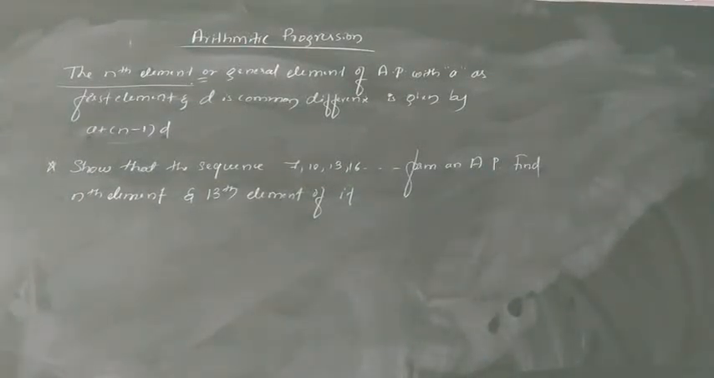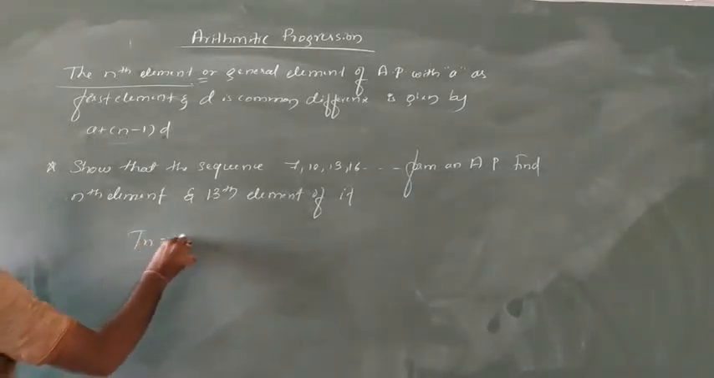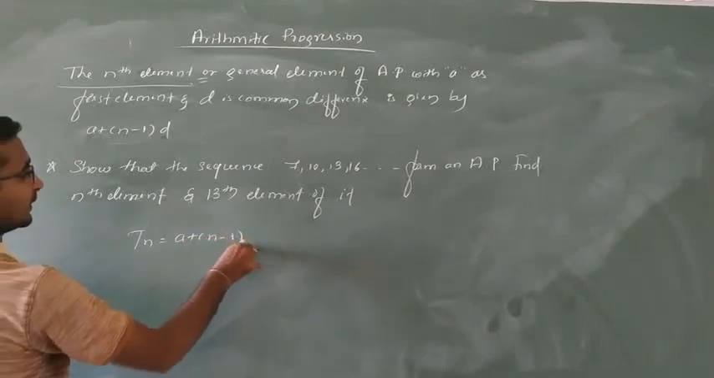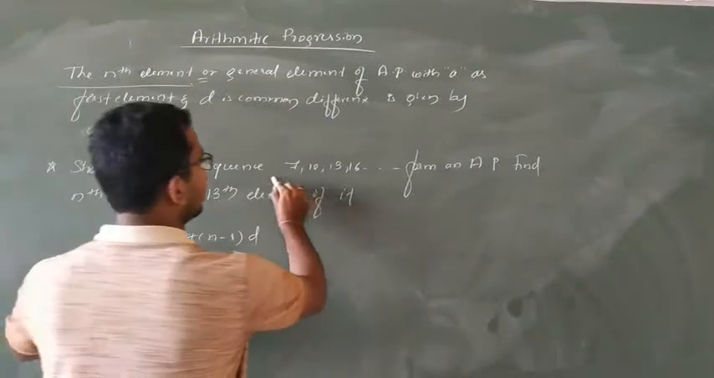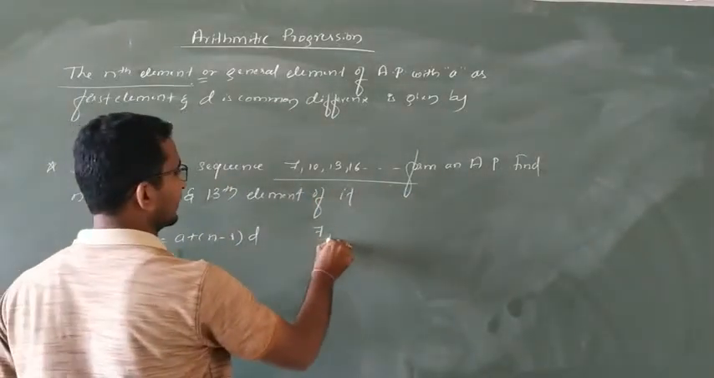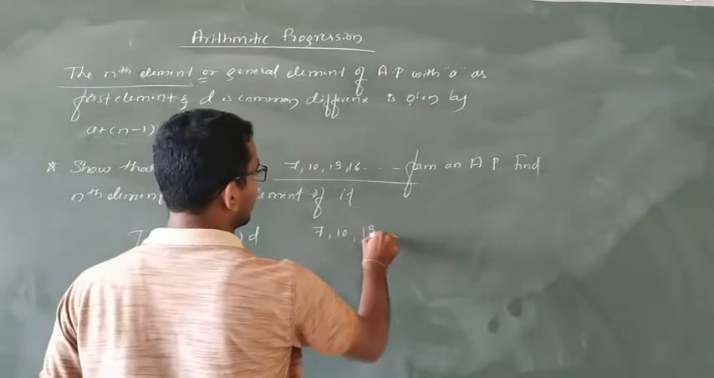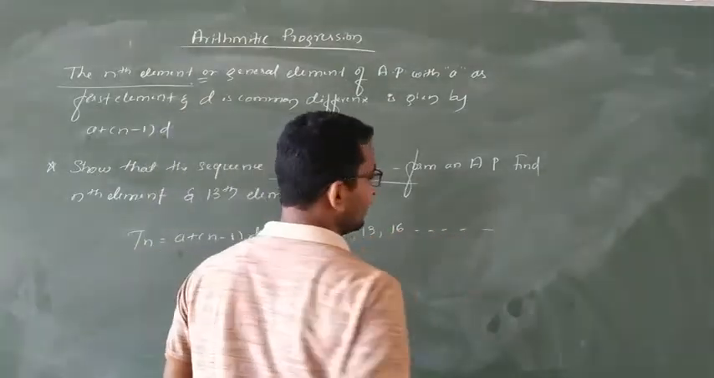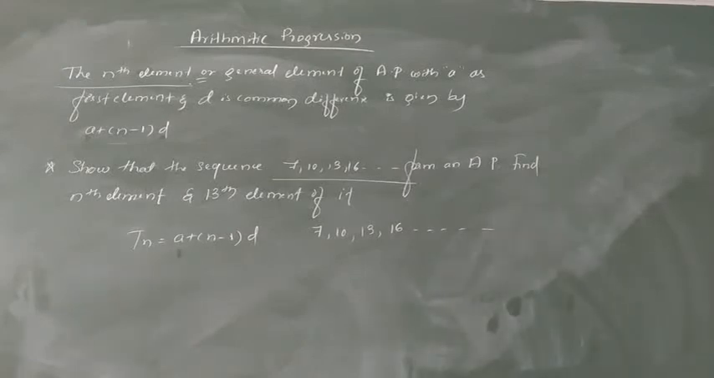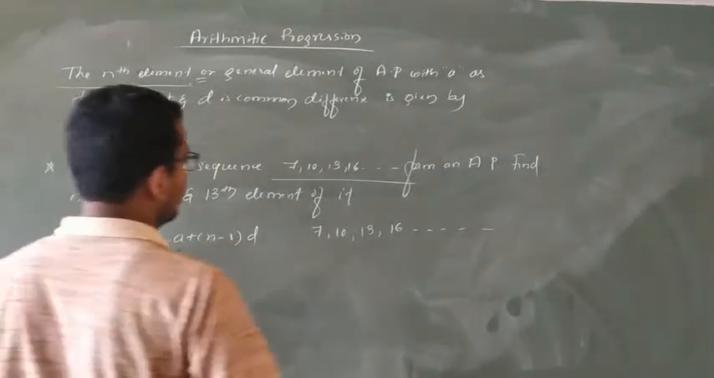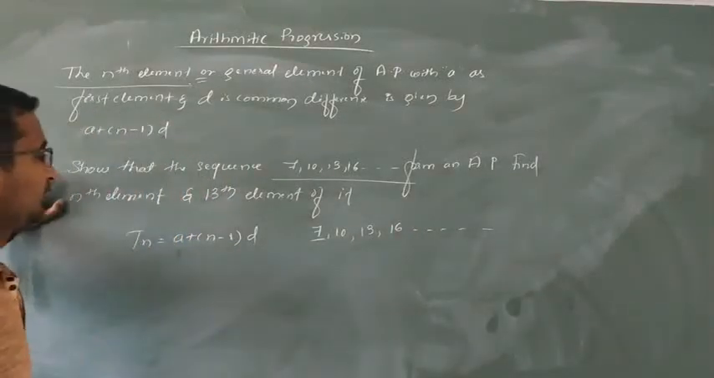So how do we find the nth element? Already you know that Tn is equal to A plus (n minus 1) into D. Then how do we find the first element? The series given is 7, 10, 13, 16. In this series, the first element is 7. Then how do we find D?